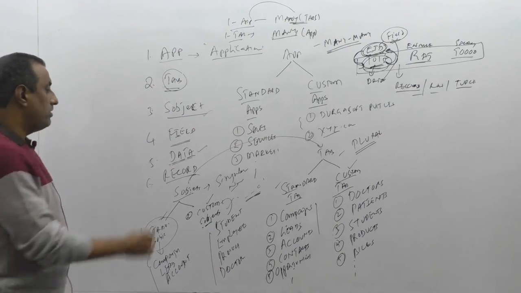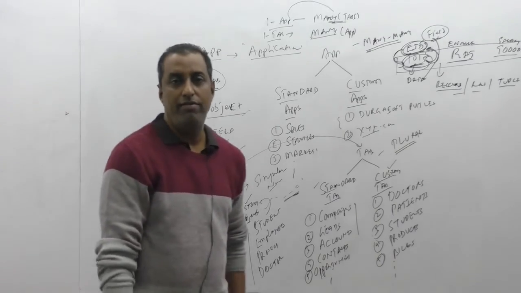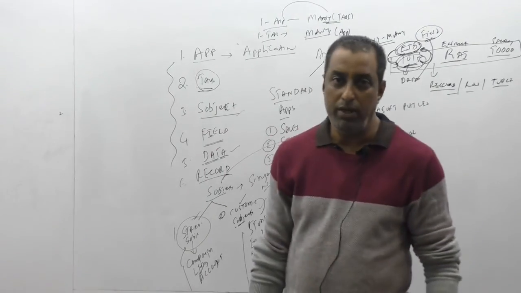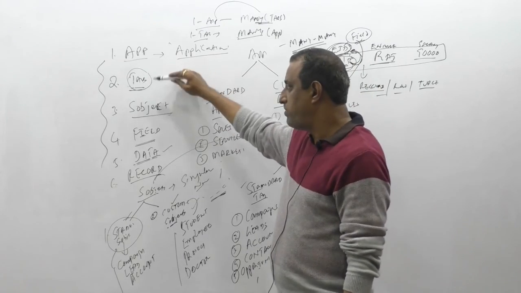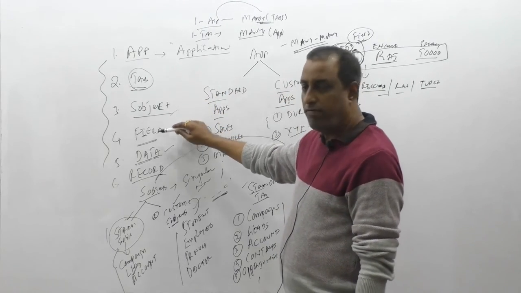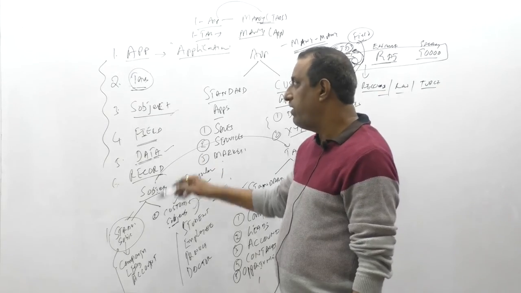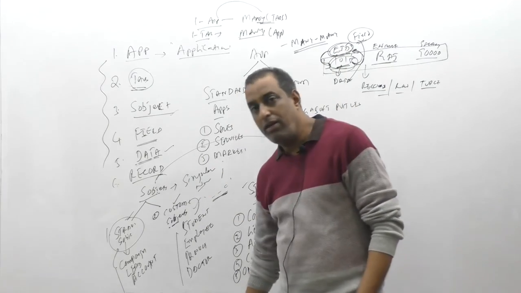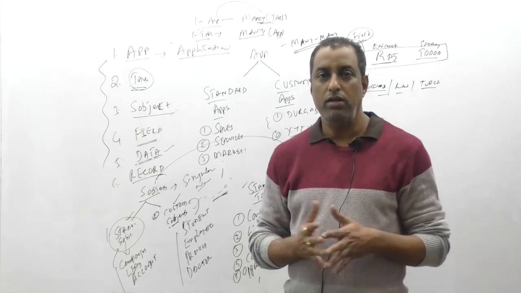A collection of horizontal data can be called a record. So these are the most important words that we need to understand before we dive into the Salesforce environment. I hope you understand all the 6 important words: app, tab, S-object, fields, data and record. Before we enter into the Salesforce environment, you should be aware of all these 6 important words. I hope you understand all these words.